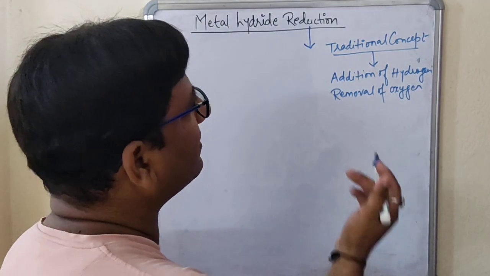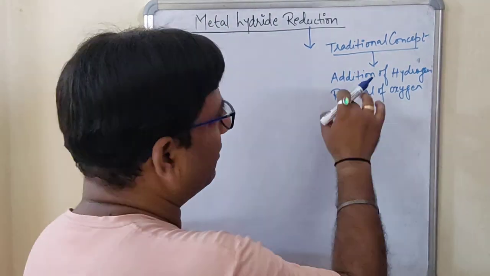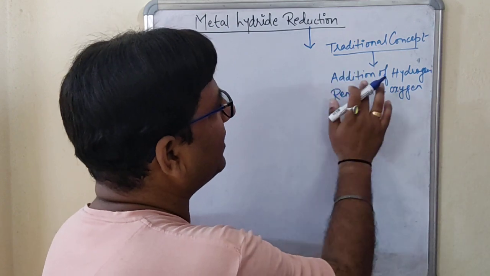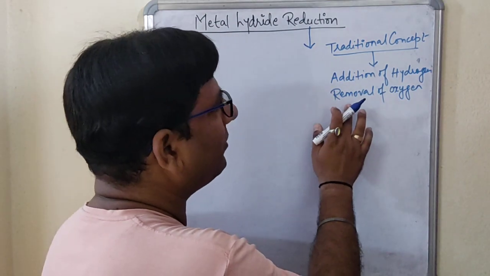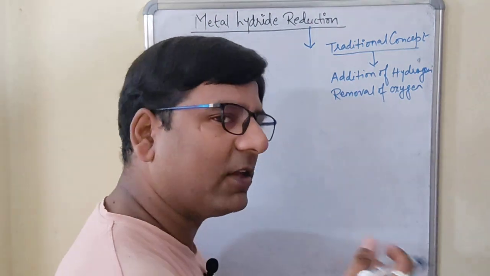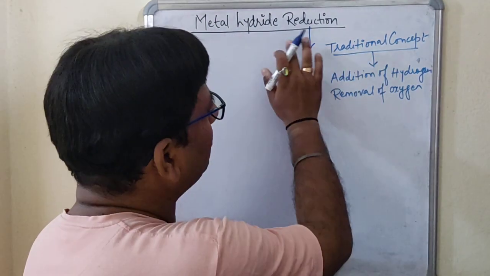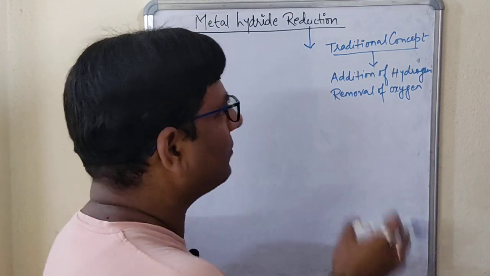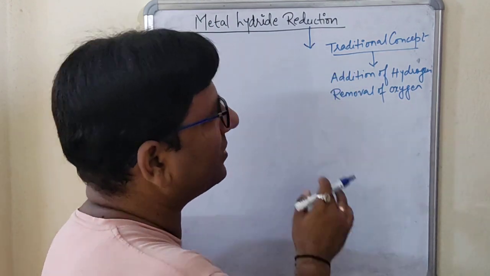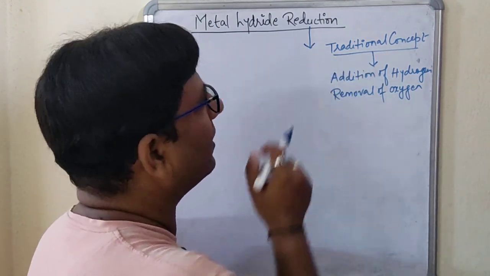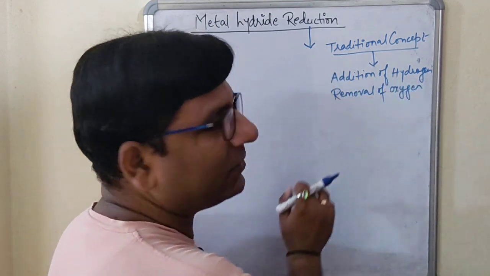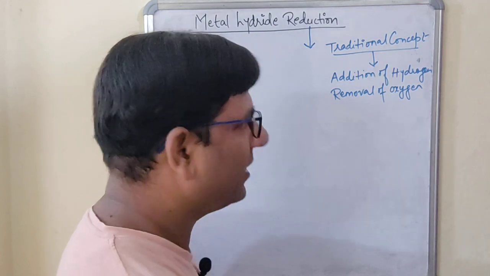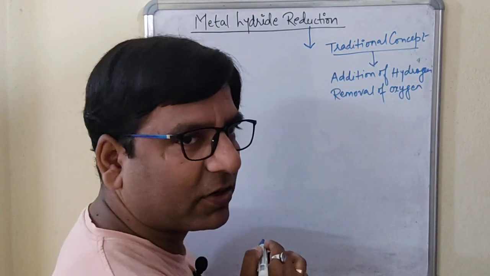In the same way we can define the oxidation also, just reverse it. Here we have written the addition of hydrogen, there will be the removal of hydrogen, and it will be addition of oxygen, that is the oxidation. So we have to study about the metal hydride reduction. So that's why I am just telling you about the reduction, that the traditional concept of this reduction is what? That reduction can be defined as the addition of hydrogen or the removal of oxygen.